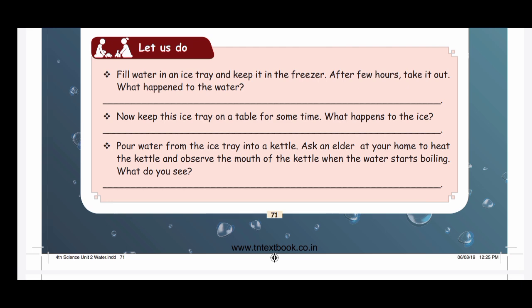Pour water from the ice tray into a kettle. Kettle means it will heat the water. Ask an elder at your home to heat the kettle and observe the mouth of the kettle. When the water starts boiling, what do you see? So pour water into the kettle. When we heat the water, the vapors will come out of the water. So when we heat more, there will be no water in the kettle. So that means the water changed into gas.